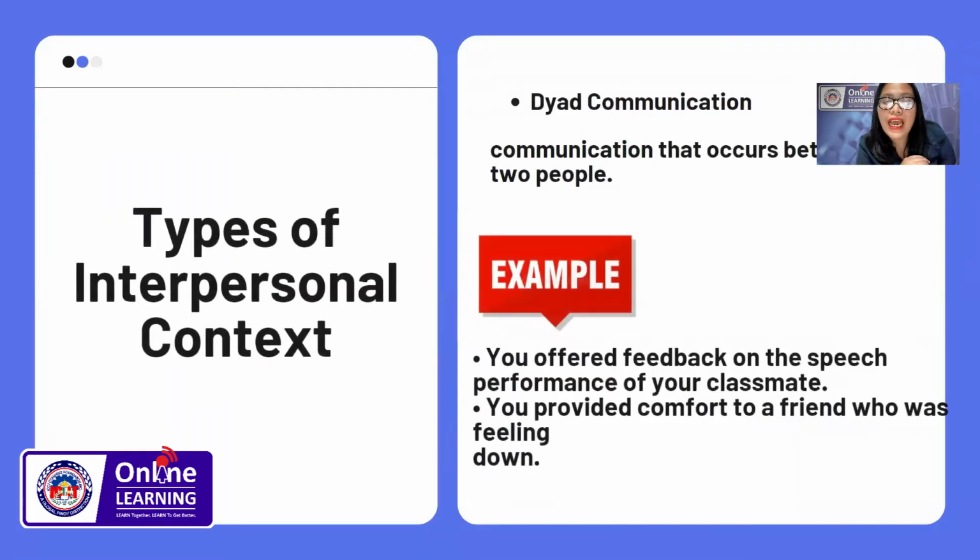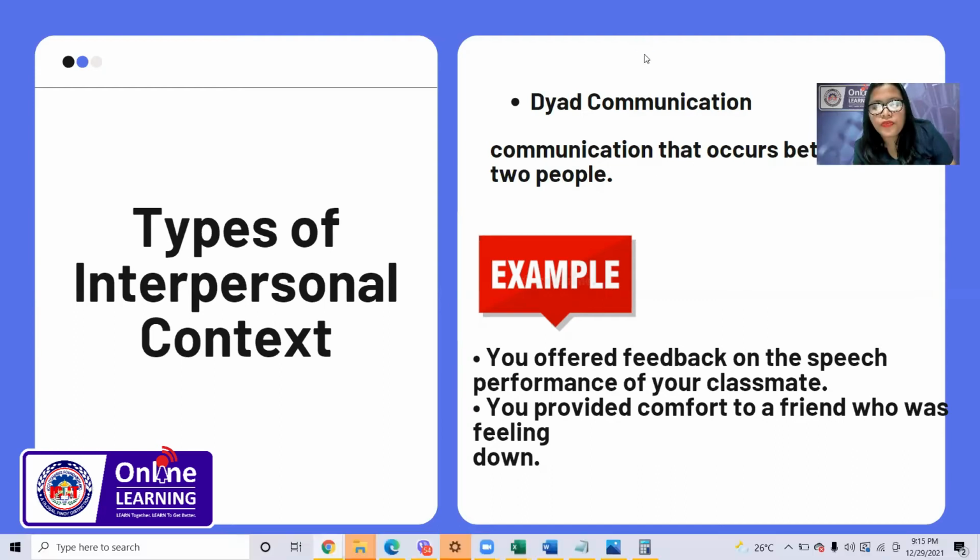We have the different types of interpersonal contexts. Number one is the dyad communication. Dyad, from the word itself, means two. This is communication between two people. For example, you offered your feedback on the speech performance of your classmate. Next, you provide comfort to a friend who was feeling down.